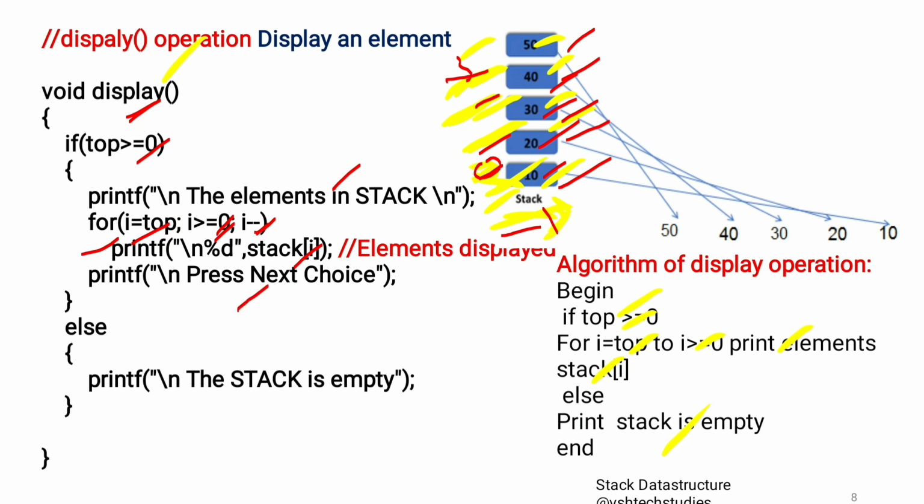Next, the choice is asked here. Otherwise the stack is empty. Otherwise means top is neither greater than 0 nor equal to 0, it will be -1 only, indicating the stack is empty. Then when empty, no elements can be printed. So that is all about the display operation, right?